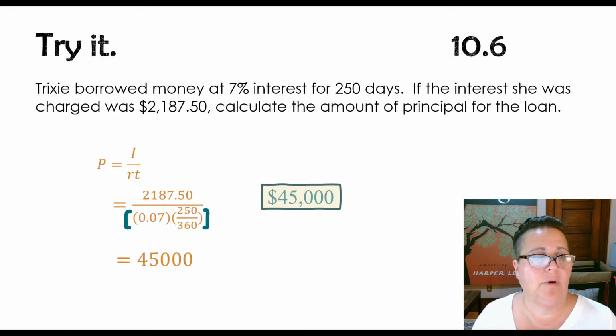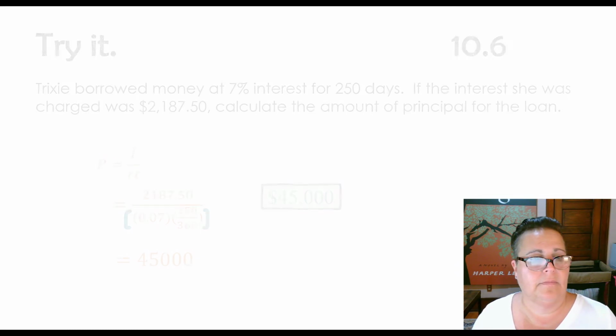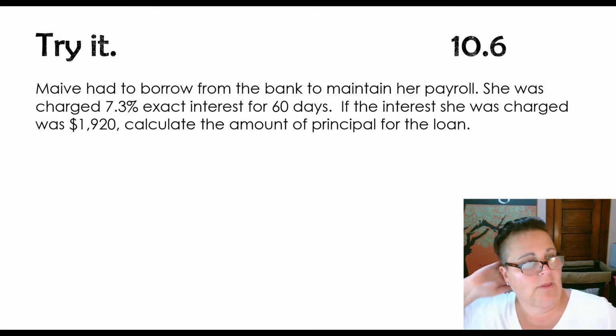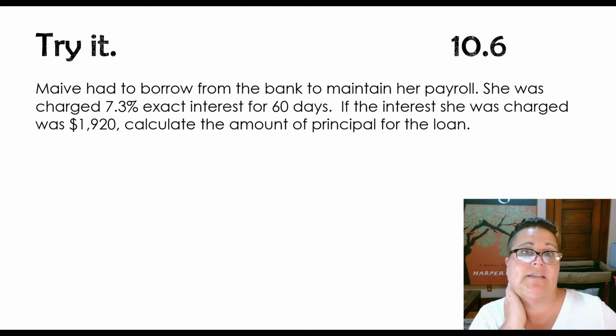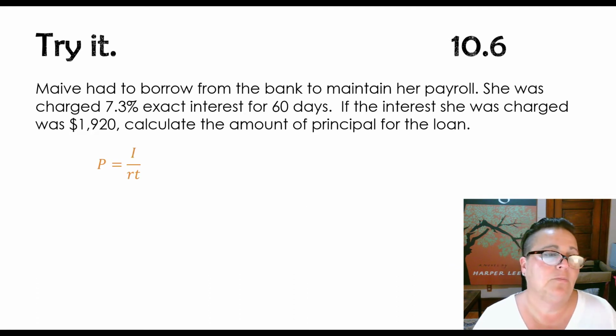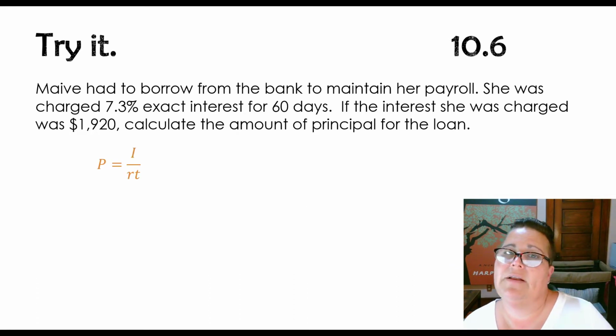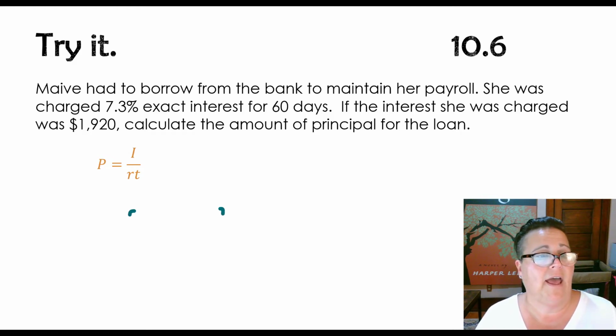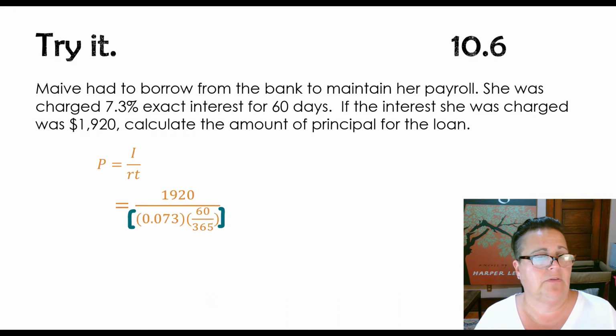Okay, next problem. Maeve had to borrow from the bank to maintain her payroll. She was charged 7.3% exact interest for 60 days. They did say exact. If the interest she was charged was $1,920, calculate the amount of principal for this loan. So principal is interest divided by rate times time.